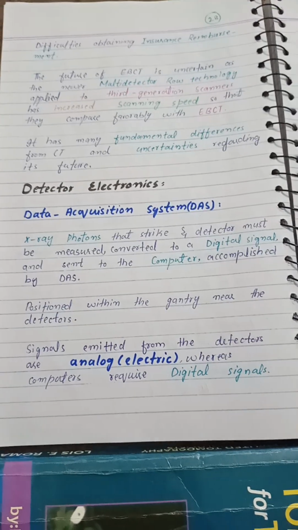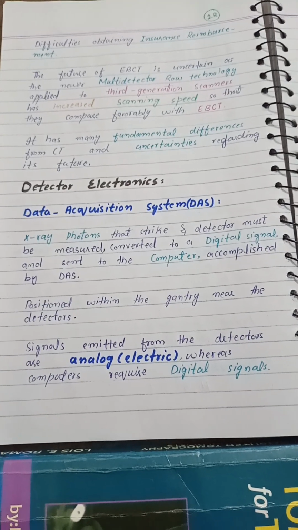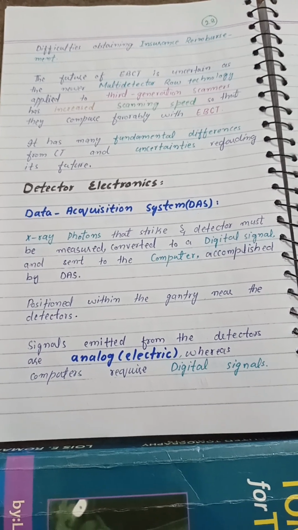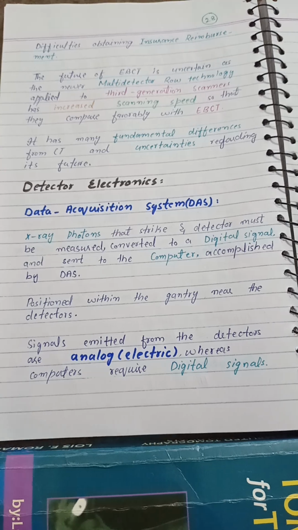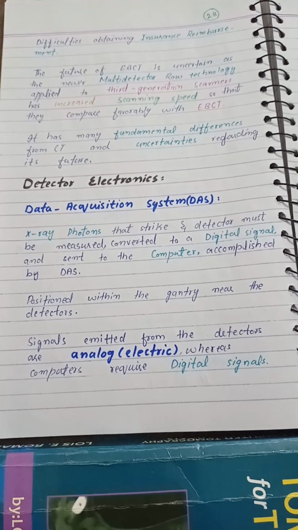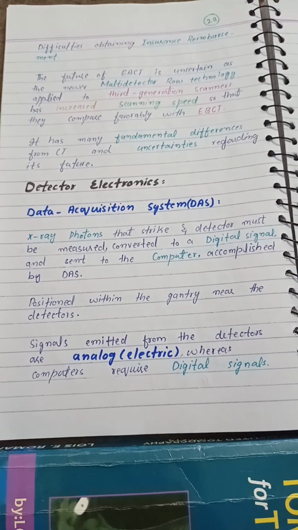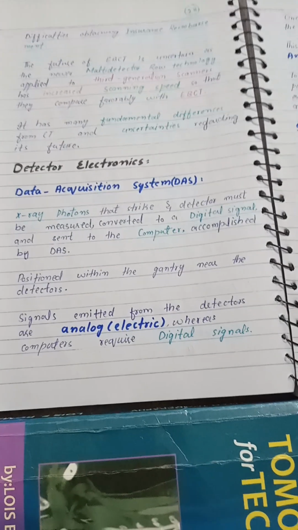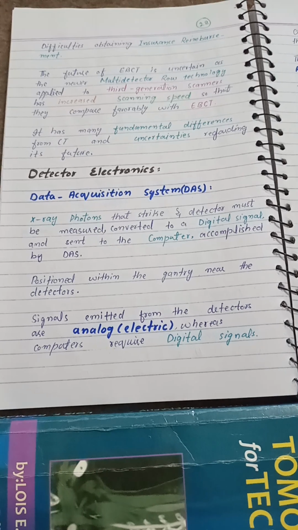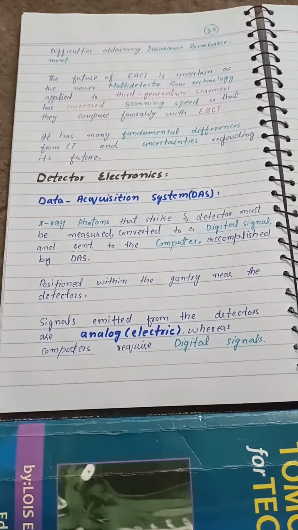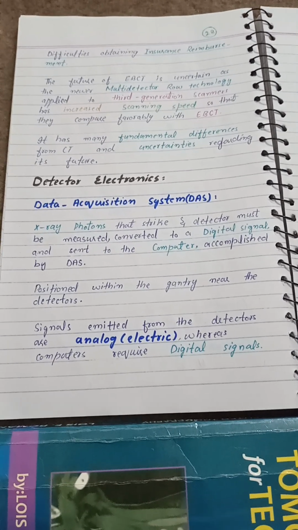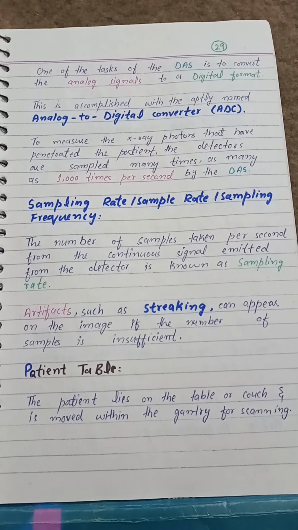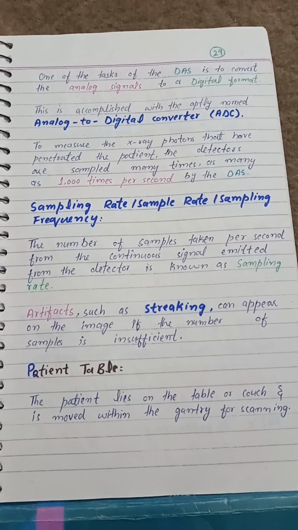Detector electronics, data acquisition system (DAS). X-ray photons that strike a detector must be measured, converted to a digital signal and sent to the computer. This is accomplished by the DAS, positioned within the gantry near the detectors. Signals emitted from the detectors are analog, with electric variations; computers require digital signals. One of the tasks of the DAS is to convert the analog signal to a digital format.